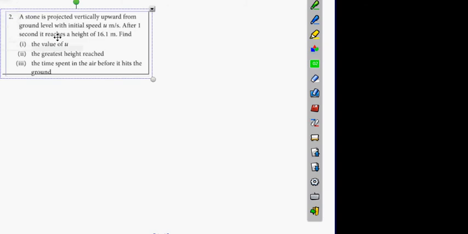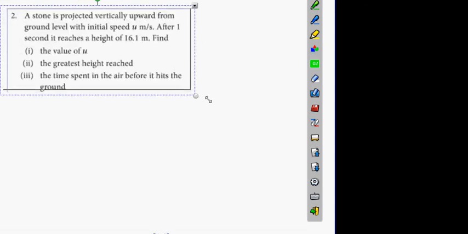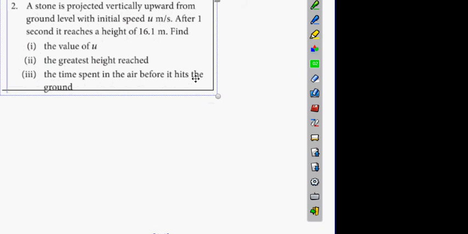What we get here is a stone projected vertically upwards from ground level, initial speed u. After 1 second it will reach a height of 16.1 meters. Find the value of u. So look lads, that's a very easy start off.